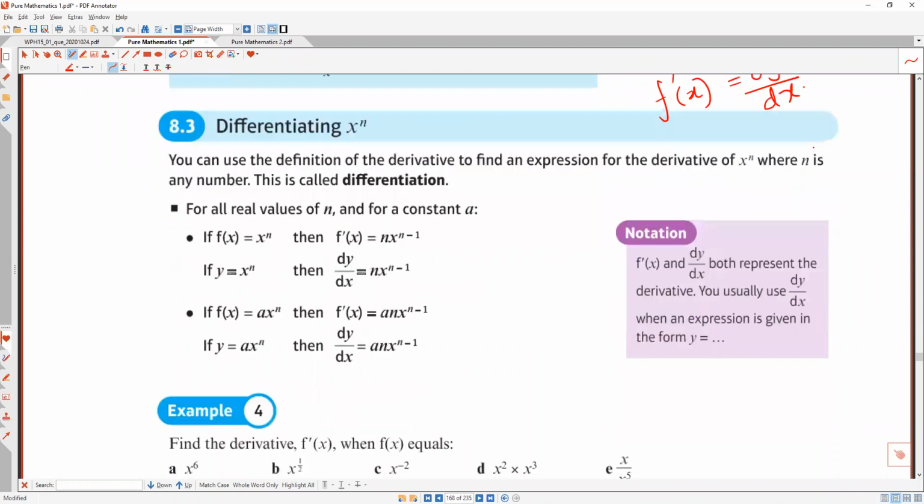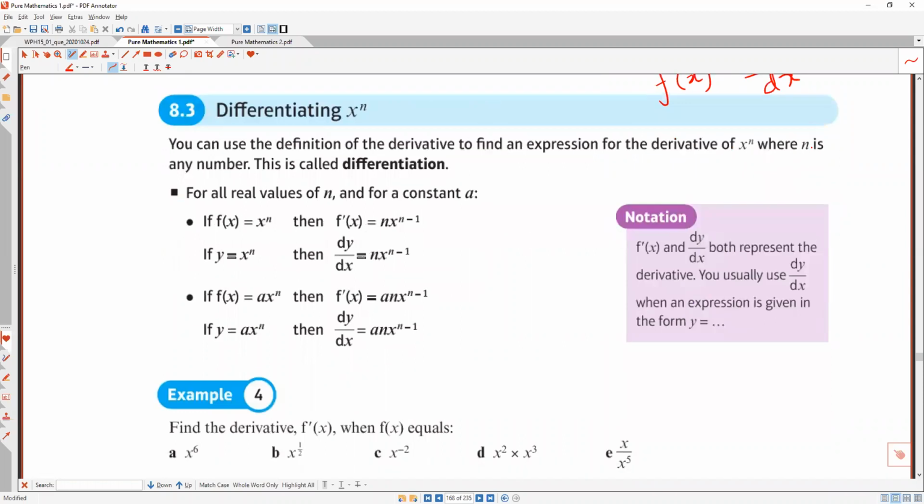Now let's start differentiating x raised to 6. Okay, so they said differentiate x raised to 6. So y is equal to x raised to 6. How do you differentiate this? You write dy by dx, or you can also write f dash x, up to you, equals 6x raised to 6 minus 1. That is 6x raised to 5.